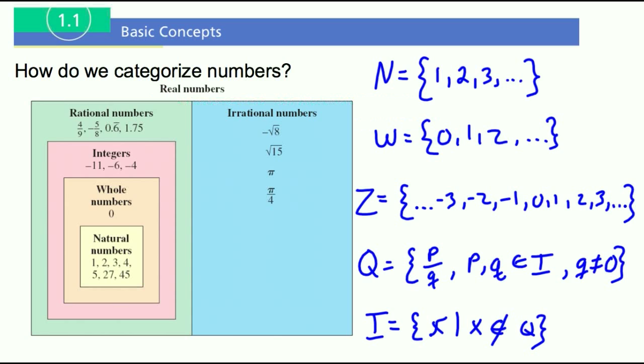We categorize numbers by grouping them. So I have two representations here. Let's just start over here. So the natural numbers 1, 2, 3, 4, 5 to infinity, those are called the natural numbers. Okay, so this is just kind of a visual way of representing this. And then I have the same thing over here.